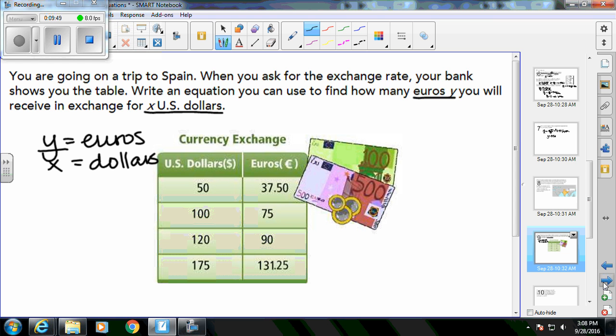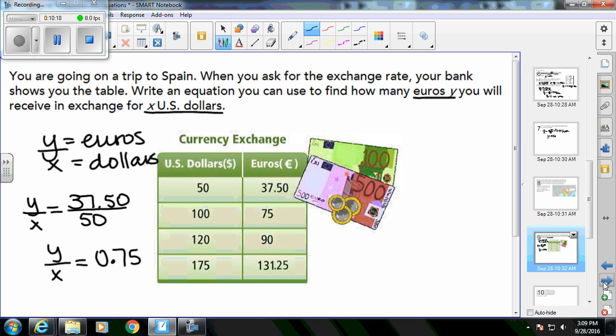I need to find y over x. So when I do that, y over x is 3750 over 50. When I do my math on that, I will do it for you, 3750 divided by 50 is 0.75.